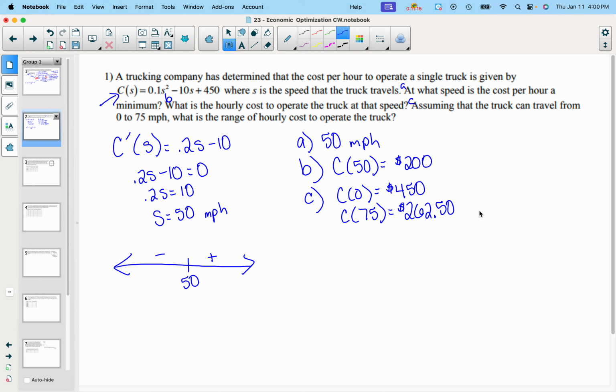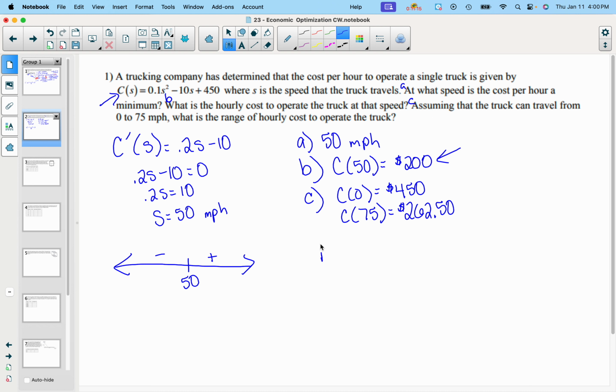Okay, so then the question says, what is the range of hourly cost to operate the truck? We know that the minimum cost was, because we already calculated the minimum cost, so be careful. You can't just go with this 0, because that's not the minimum cost. The minimum cost we found was 200 because we solved for that.